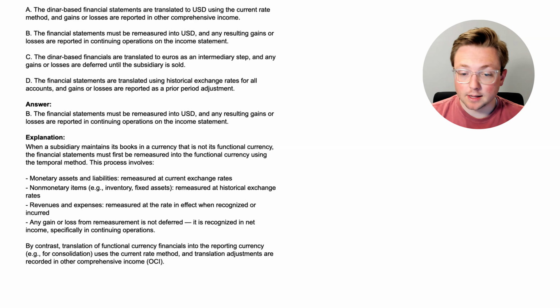And again, assets and liabilities are going to be at current exchange rates, but non-monetary asset items are going to be at historical exchange rates, revenues and expenses at the current exchange rate, and the gain or loss is going to be recognized in net income in continuing operations.